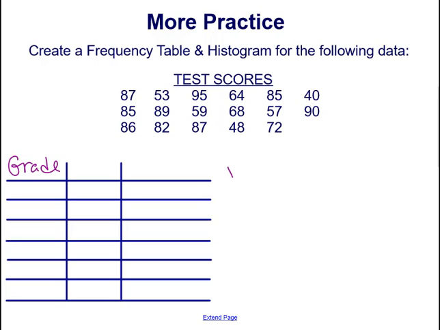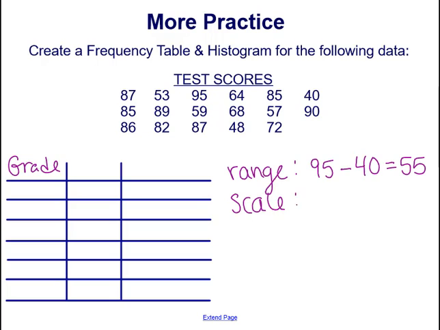So we need to calculate the range of the data. So we need the maximum and minimum value. We have a maximum of 95 and a minimum of 40. Their difference is then 55. So for the scale of the interval, we'll take that range of 55 and divide. We have 6 rows here, so we want to divide that into 6, which gives us approximately 9.167. So we'll round up, make life a little bit easier for ourselves, and we'll do a scale of 10.